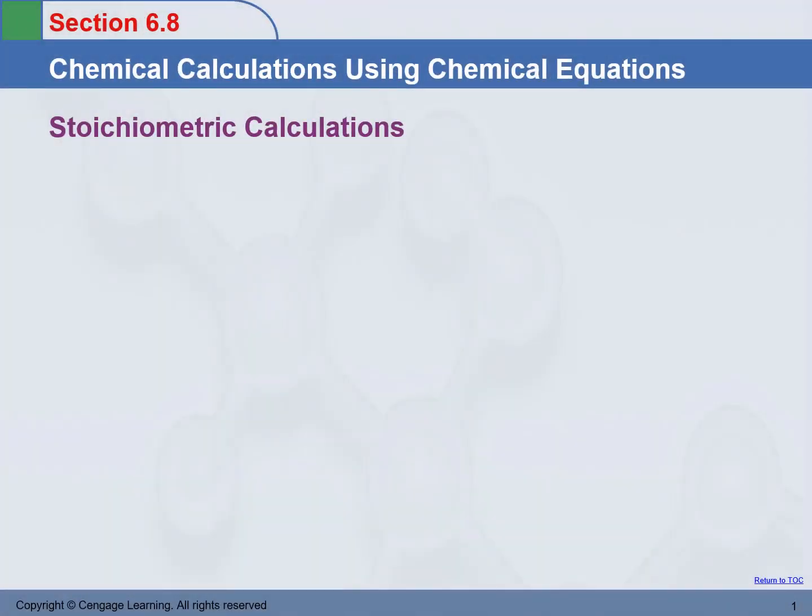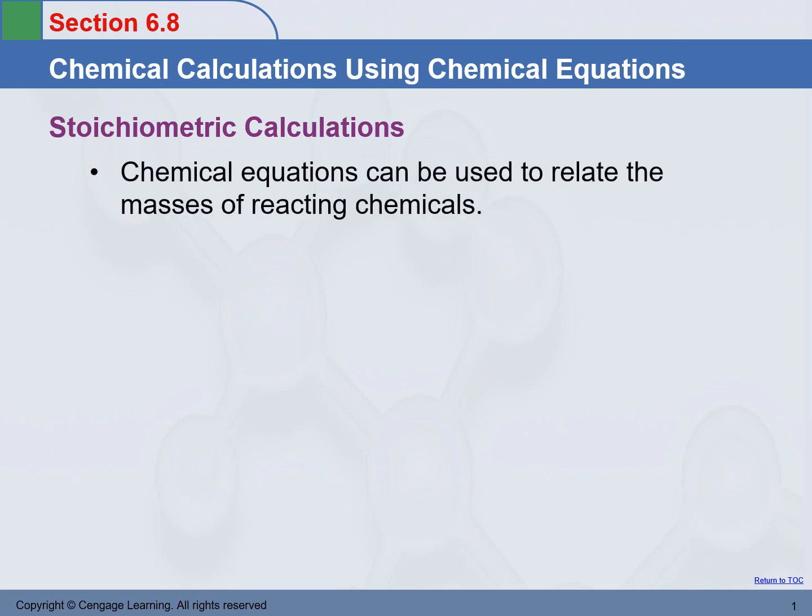Here we come. The third category, which is also the last category of calculations of this chapter, is calculations based on chemical equations, which is also called stoichiometric calculations. Basically, using chemical equations to relate the masses or moles or number of particles of the substances in the chemical reaction.